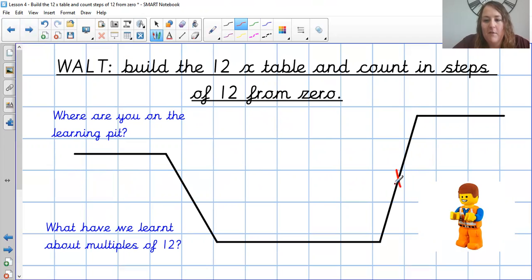Can you please pop yourself on the learning pit where you think you are, and then pop that on your work, and I look forward to seeing it if it's maths that you choose to send to me or Mrs. Cross or Mrs. Plews today.